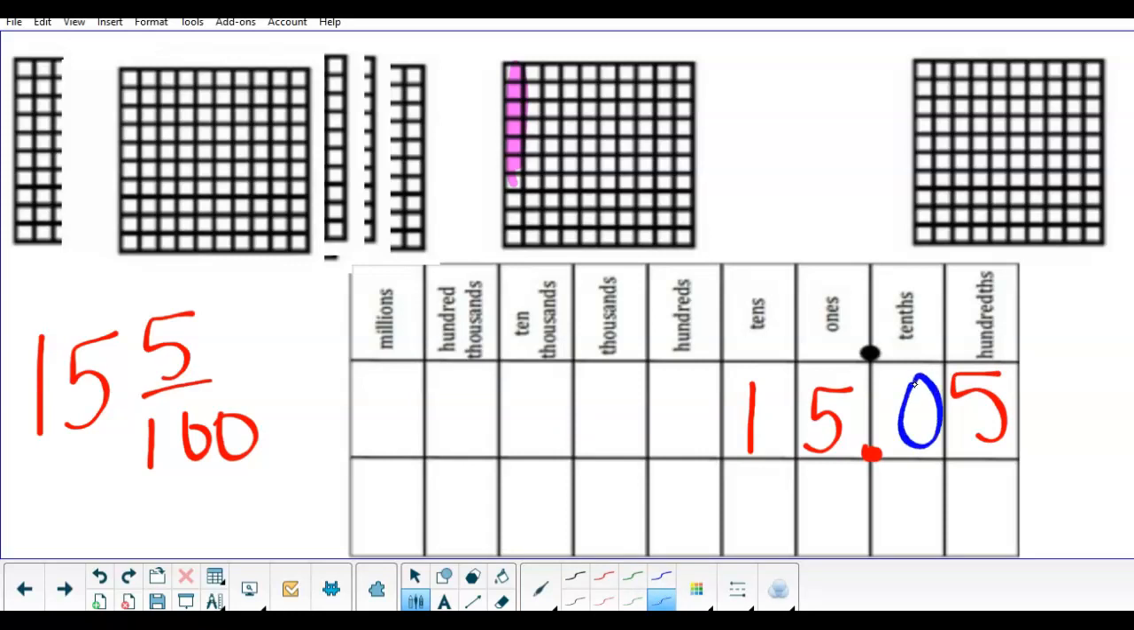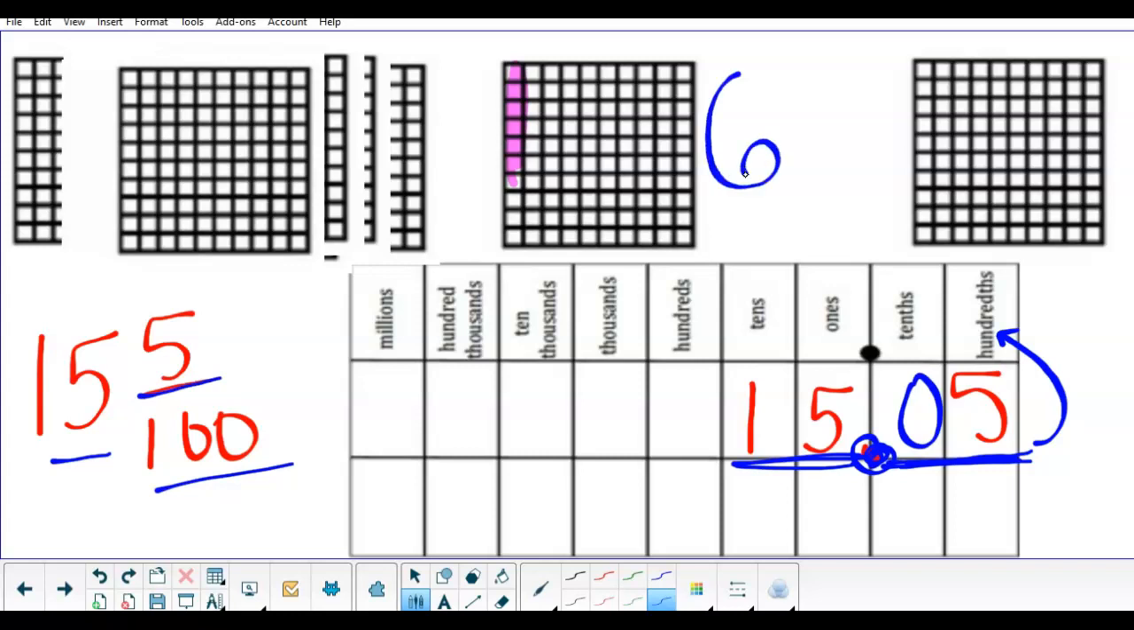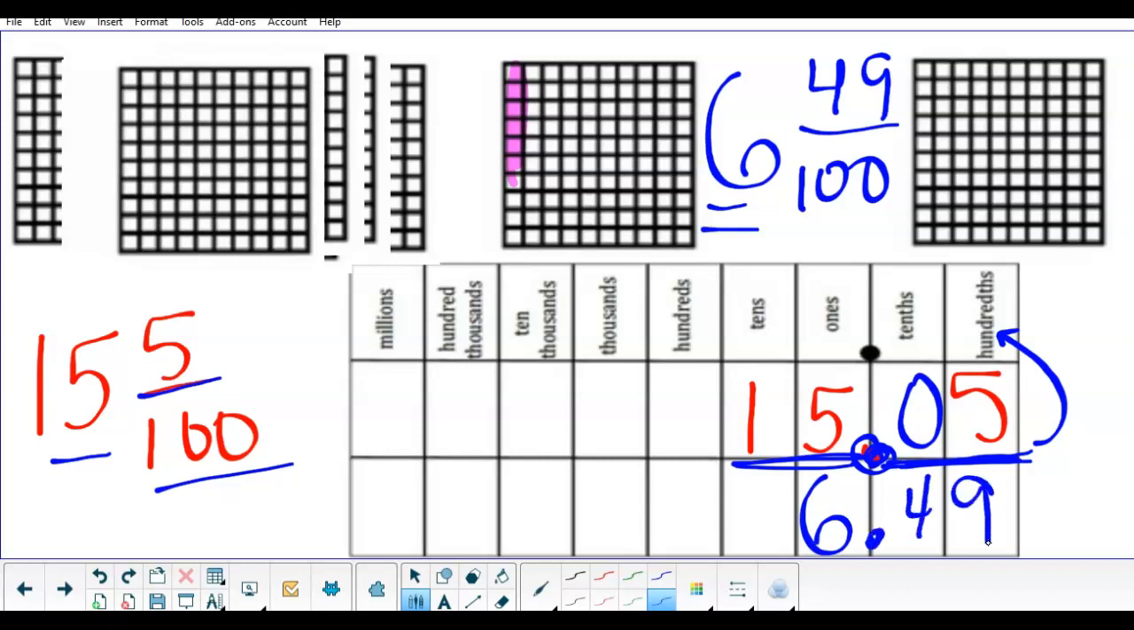And then I put a 0 here. So 15 and 5/100ths. 15 and 5/100ths. All right, what if I had the mixed number 6 and 49/100ths? Well, my 6 would go in the ones place, my decimal point, 49/100ths, 6 and 49/100ths.